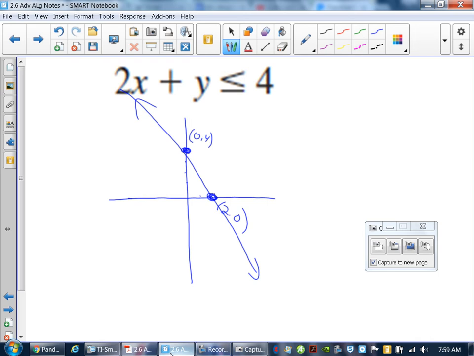Okay. What's 0 plus 0? Zero. Is 0 smaller than 4? Yes. Pretty quick, isn't it? Pretty quick.